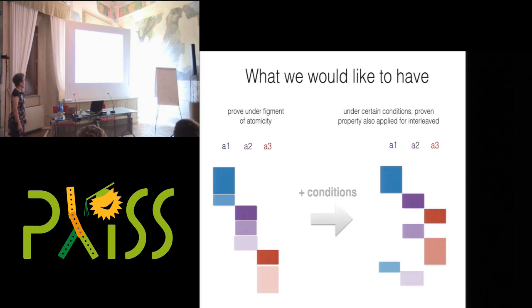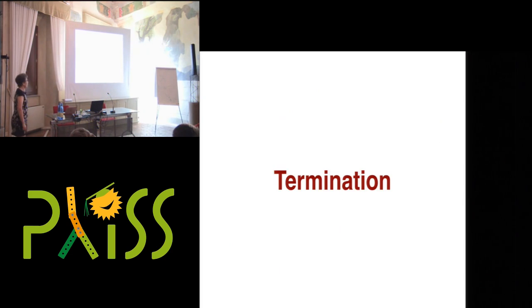So what we would like to have, and we have been discussing it for a while, is to be able to go into the nice world of atomicity, make our proof, and then know that if some conditions hold for the system, it will also apply for the interleaved world. So this is an open question. If you are interested, please discuss with us.